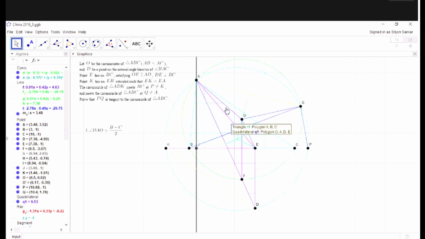Okay, so these two angle measures you got equal, and it's given in the question, if you notice, that OE is parallel to AD. Now with that we get this entire thing, ADEO, as an isosceles trapezium.